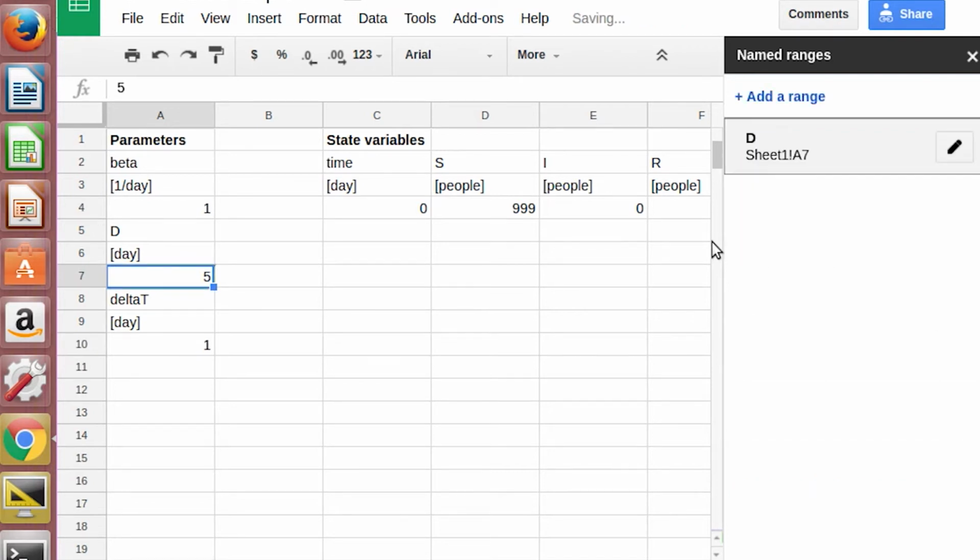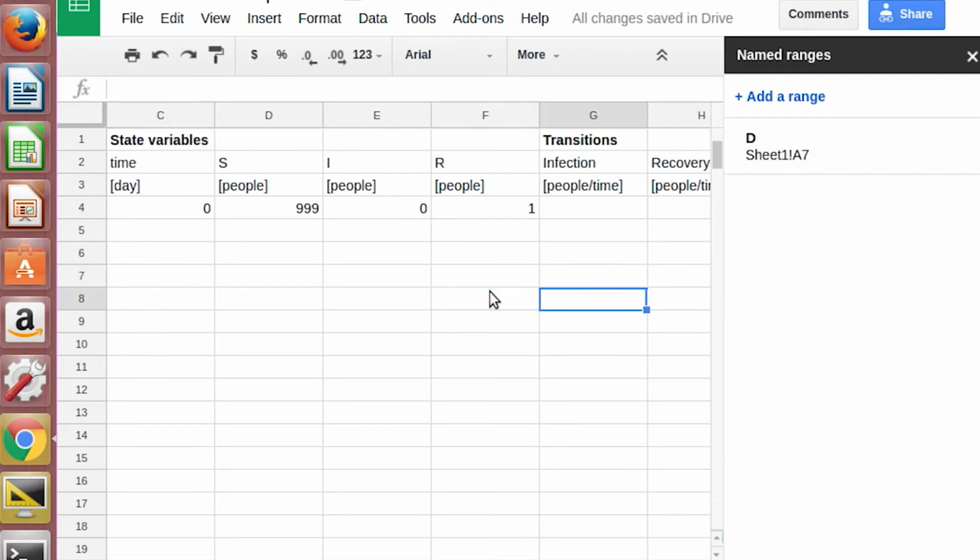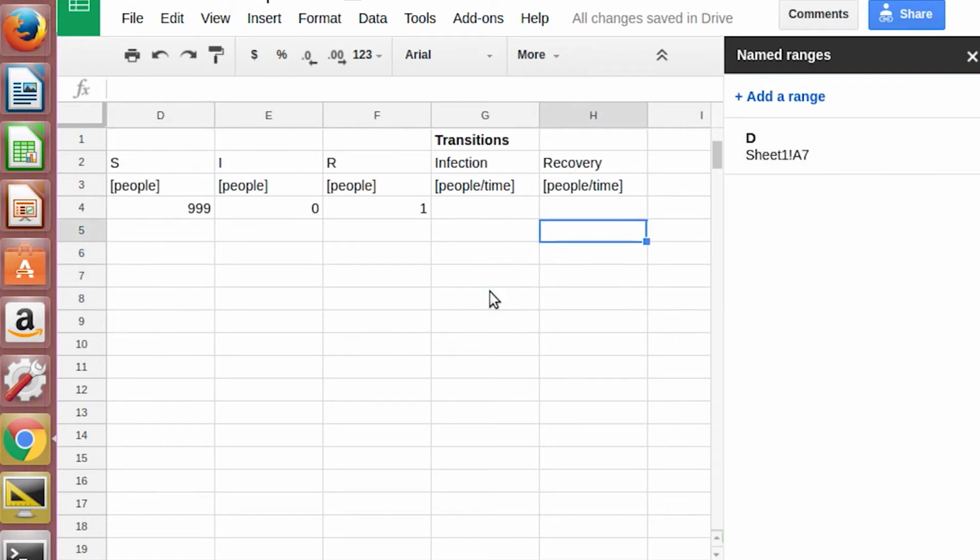So the rate of recovery, I'm going to say it's equal to the number of infectious people divided by D. Okay, and I'm going to assume that worked because otherwise it should have given me an error. Okay, how about infection?